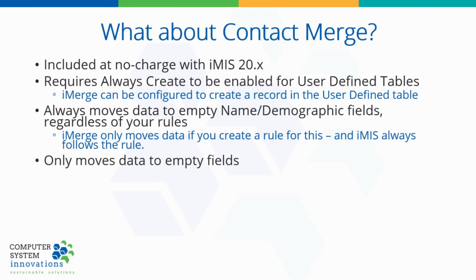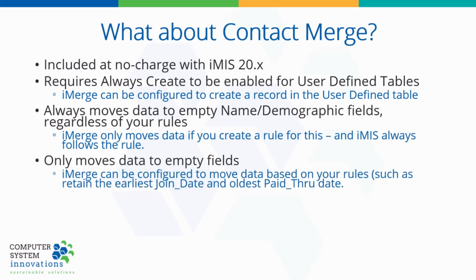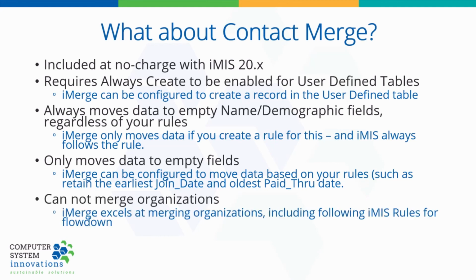I find this a big bummer, right? Contact merge is only going to move data to empty fields on the record you're keeping. iMerge, you can choose things like I want the earliest join date or the oldest pay through date, even if they are filled in on the record I'm keeping. And unfortunately, contact merge cannot merge to organization records. So if you're a trade organization, you're in deep trouble.